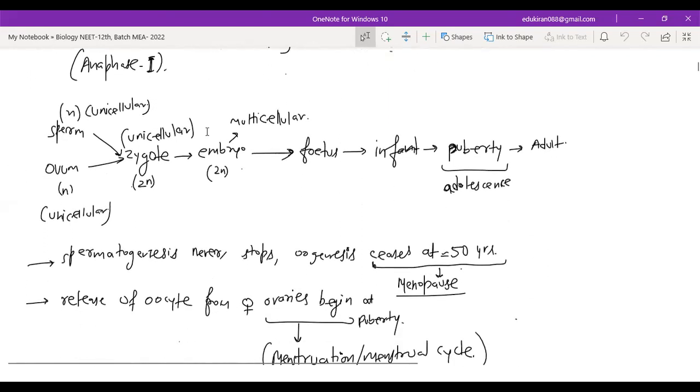This is the overall look here. There is a sperm, which is a haploid cell. N is for haploid. Unicellular, haploid. Ovum, unicellular and haploid. Both together fuse, undergo fertilization to form a zygote, which is diploid but still unicellular. Zygote becomes embryo, which is diploid, but now it starts becoming multicellular. Then embryo is called fetus when it starts developing organs and structures. Then fetus after birth is called infant. Is it clear?